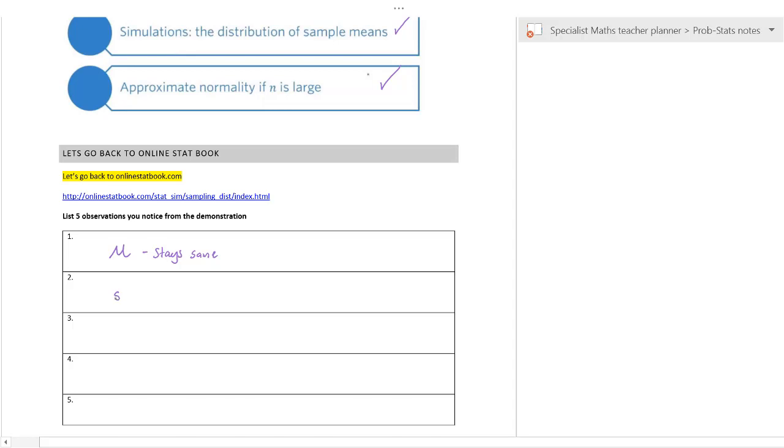What else can we say? That the standard deviation decreases as n increases, our sample size. We can also say that there's the central limit theorem.